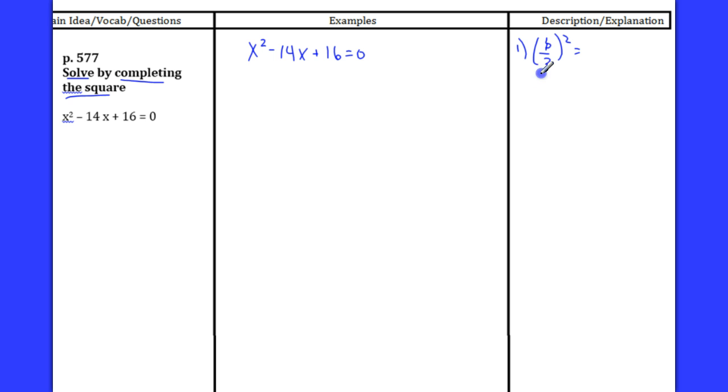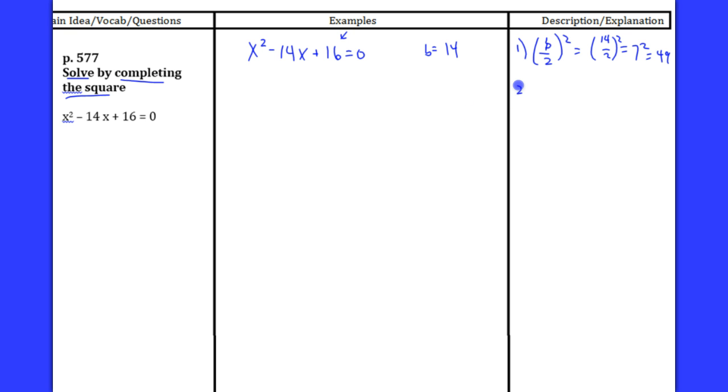Well, in this case, b is equal to negative 14. We'll use the absolute value in this case because when we square it, it's going to become positive. So if I take b, which would be 14, divided by 2, and square that, basically you have 7 squared, which is 49. So I want to look to see if that is a 49. It's not, which means this is not a perfect trinomial square.